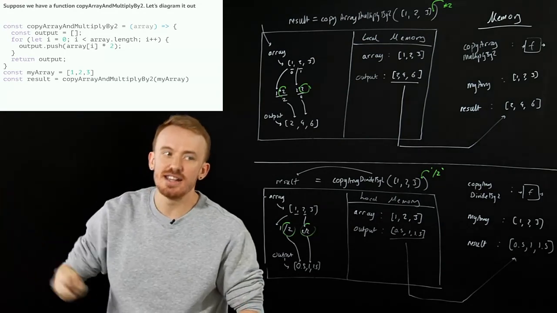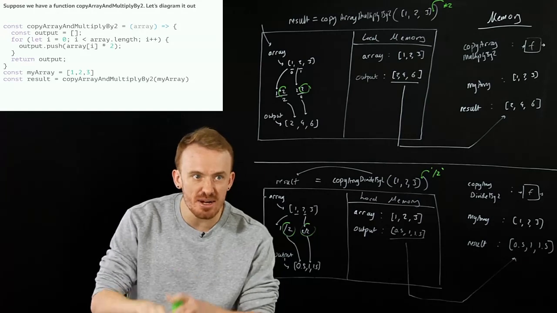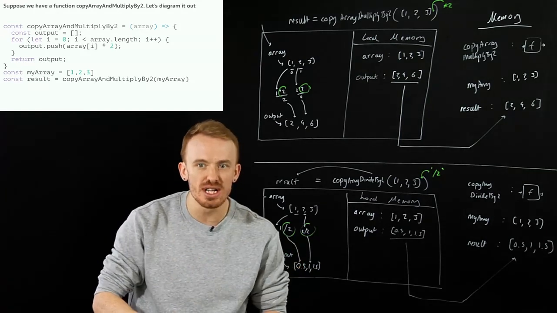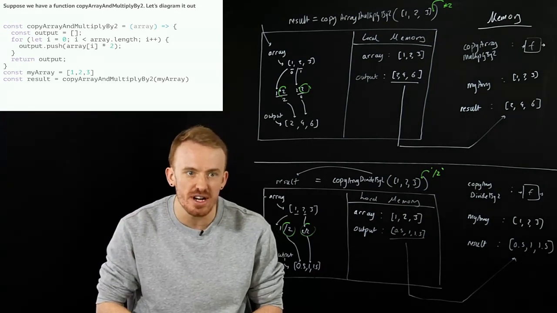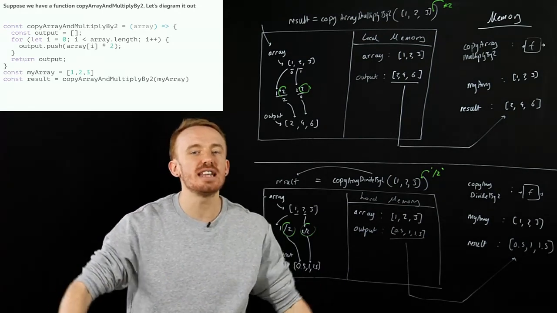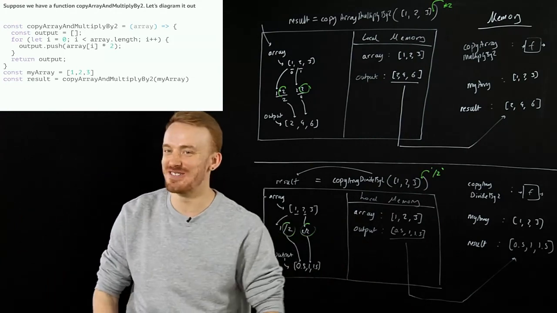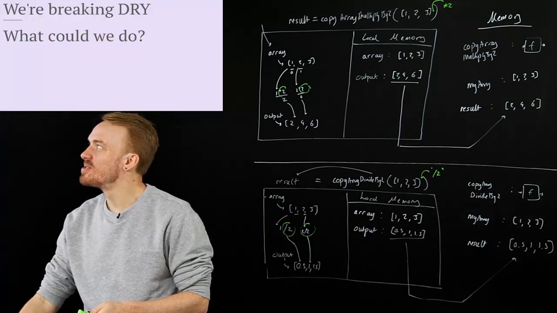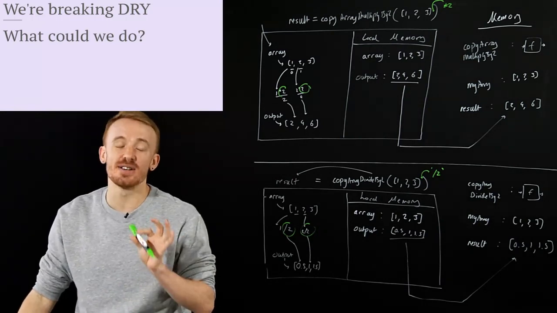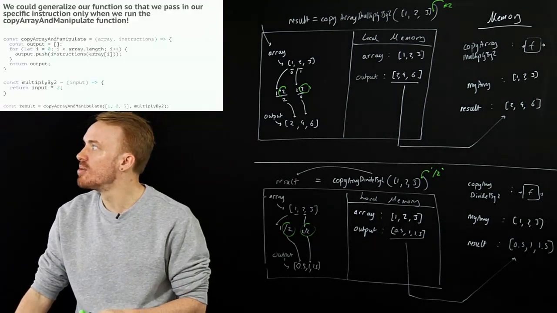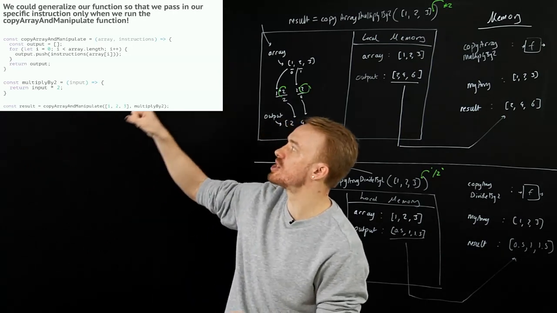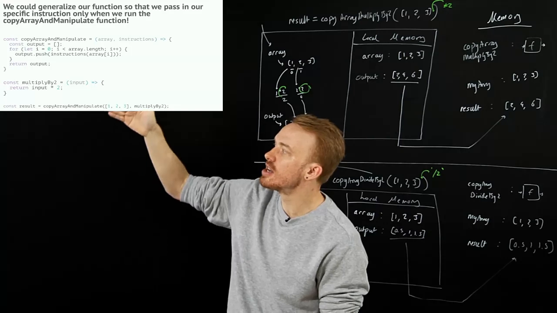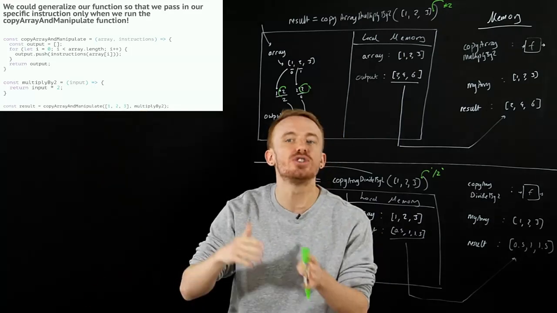No. In JavaScript, the only way I can bundle up code to be used later on, to be inserted into another function, is to store it in a function. Well done. That's good. Exactly. We're breaking our principle, DRY. We're repeating ourselves heavily. Eric was bored. What can we do? We can generalize our functions and we pass in our specific instruction only when we run copyArray. Let's call it now manipulate. Copy array and do something.